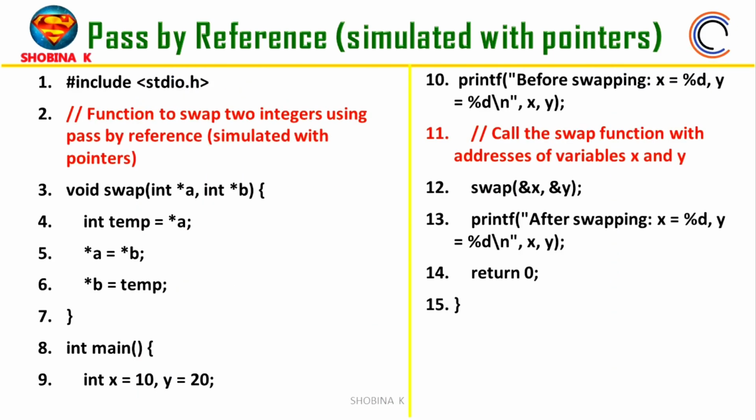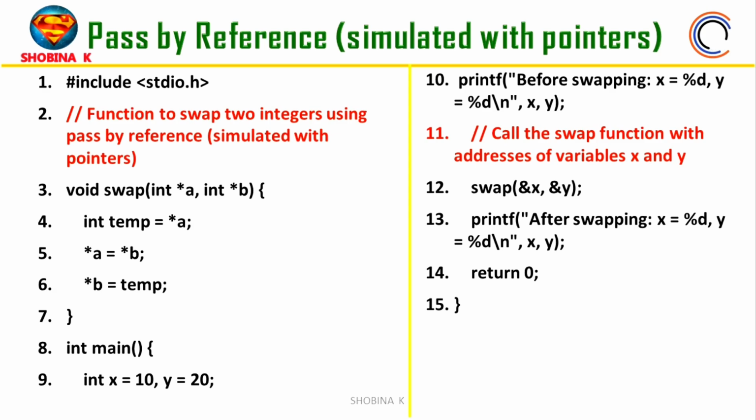Now let's see an example. First, include the necessary header files, and then we have a function to swap two integers using pass by reference. Here we declared a function named swap. The function takes two parameters a and b, which are pointers to integers. Inside the function, the values at the memory addresses pointed to by a and b will be swapped. int temp = *a. This line declares an integer variable temp and assigns it the value pointed to by a. *a = *b.